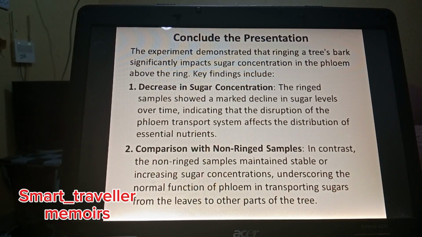The experiment demonstrated that ringing a tree's bark significantly impacts sugar concentration in the phloem above the ring. Key findings include decrease in sugar concentration. The ringed samples showed a marked decline in sugar levels over time, indicating that the disruption of the phloem transport system affects the distribution of essential nutrients. Comparison with the non-ringed sample: in contrast, the non-ringed samples maintained stable or increasing sugar concentration, underscoring the normal function of phloem in transporting sugars from the leaves to other parts of the plant.